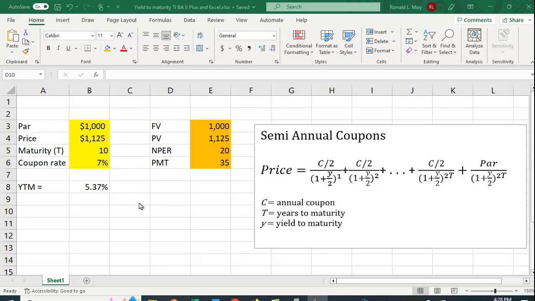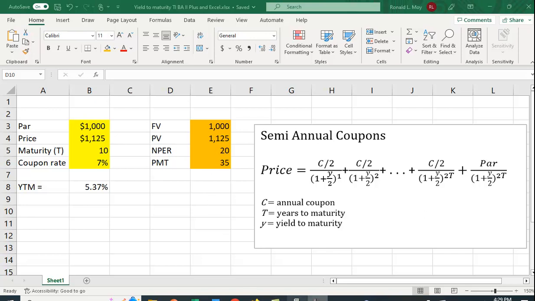So let's take a look at an example here. We have a bond that has a par value of 1,000, a price of 1,125. The maturity is 10 years, and the coupon rate is 7%. So the 7% coupon means you get 7% of the par value every year in interest. So that would be $70. So you'd get $35 every 6 months in interest. If it matures in 10 years, you're going to have 20 six-month periods. The par value is the future value, and the price is the present value.